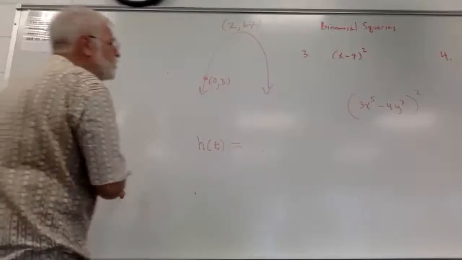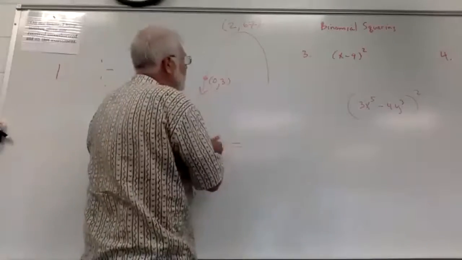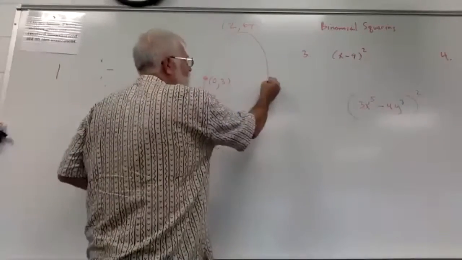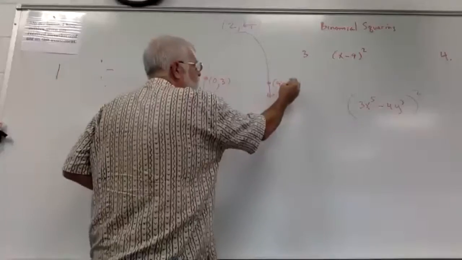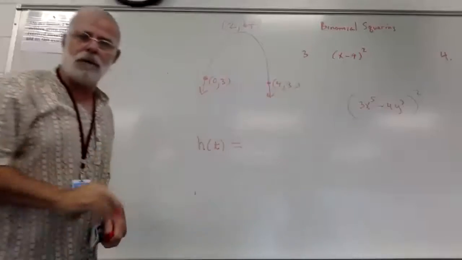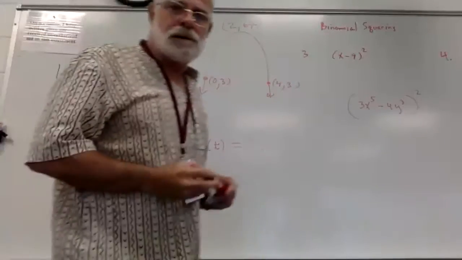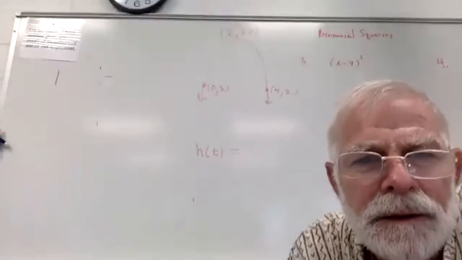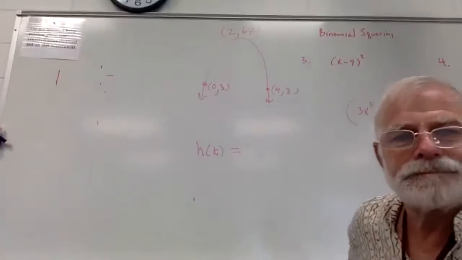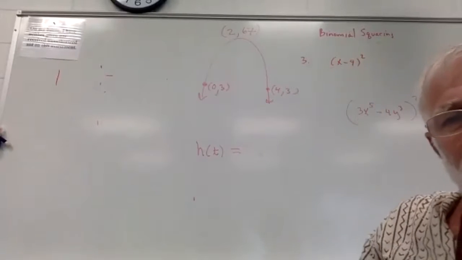Oh, did I fail? What's the coordinate at the top? Ron's been practicing so much that at 4 seconds, he caught it on his foot. Woo! What's the coordinate at the top? (2, 67). Okay. Is that all right? Okay. (2, 67). Yeah.